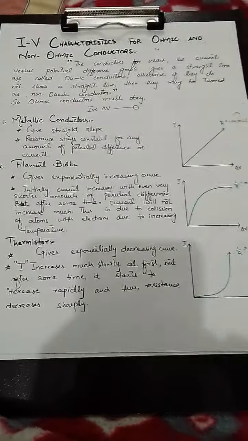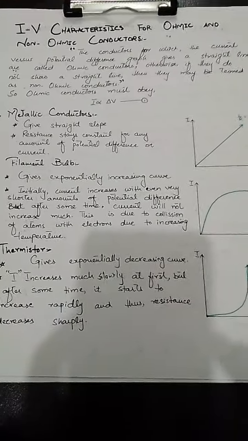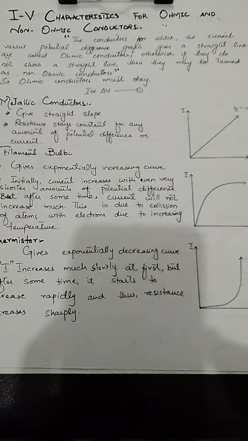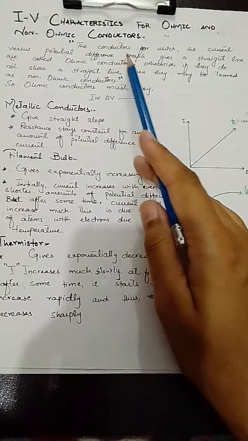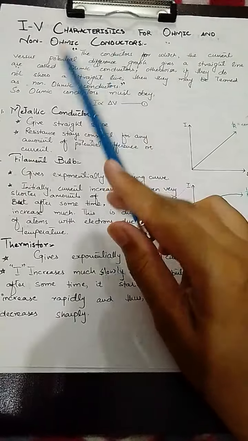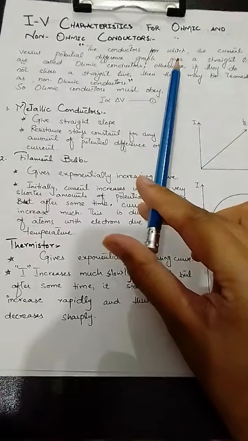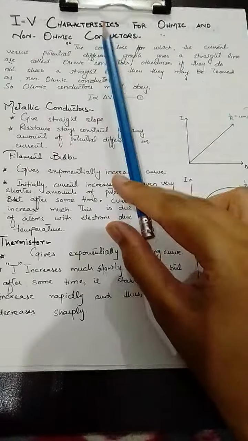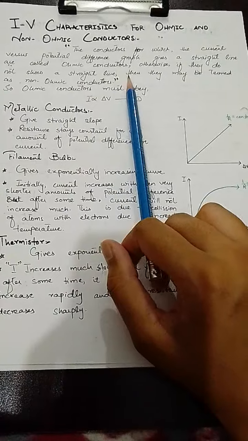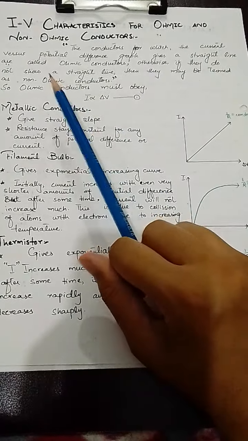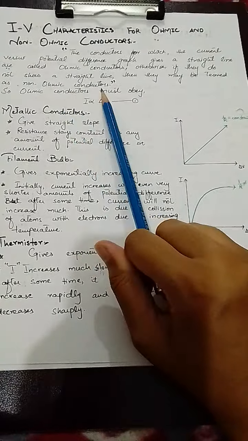Assalamualaikum dear students, and our today's topic is the IV characteristics of ohmic and non-ohmic conductors. So basically the conductors for which the current versus potential difference graph gives a straight line are called ohmic conductors. Otherwise, if they do not show a straight line, then they may be termed as non-ohmic conductors.